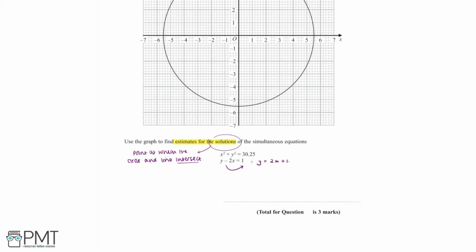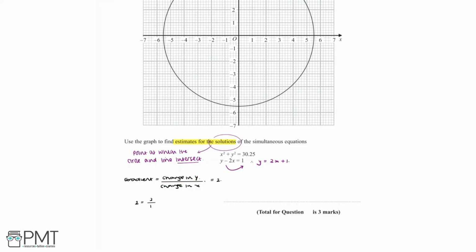Now we can see that this is in the format y equals mx plus c, where m is equal to 2 and c is equal to 1. Now m is the gradient. We know that the gradient is equal to the change in y divided by the change in x. And we also know that the gradient of our line is equal to 2. And so to write this in the form change in y over change in x, we can say that 2 is equal to 2 divided by 1.